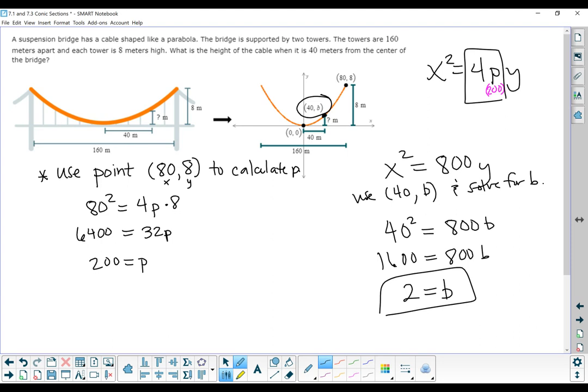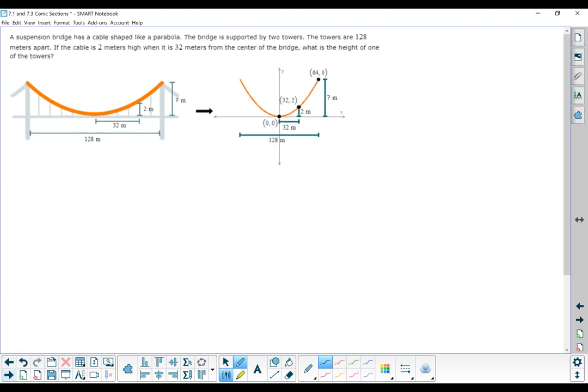And then a variation of this one is that it might ask you how high the tower is. So this one tells us that the towers are 128 meters apart. And then the cable is 2 meters high when it's 32 meters from the center of the bridge. So again, our generic equation is x squared is equal to 4py because our vertex is the origin. So we're going to first use that point that we know, (32, 2), and we're going to use that to calculate p.